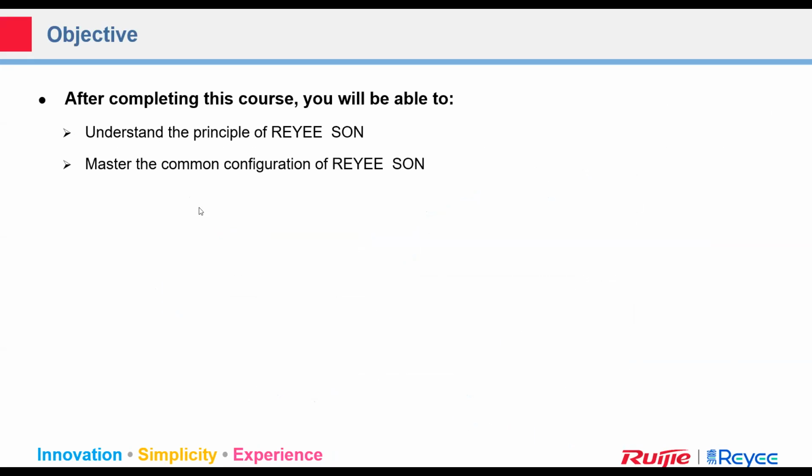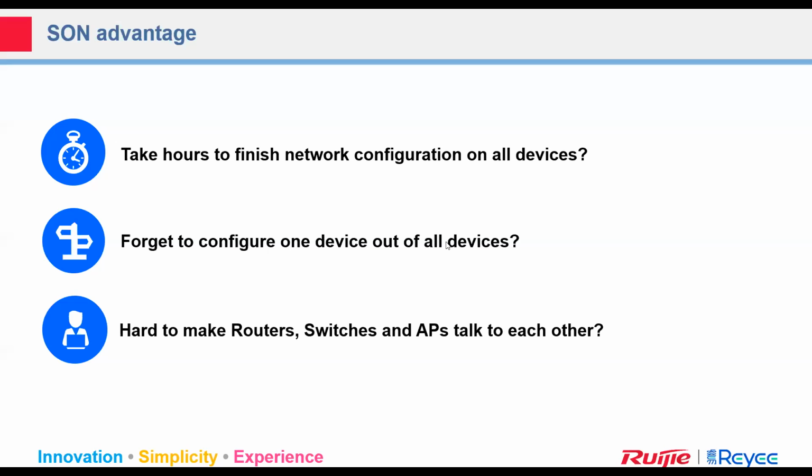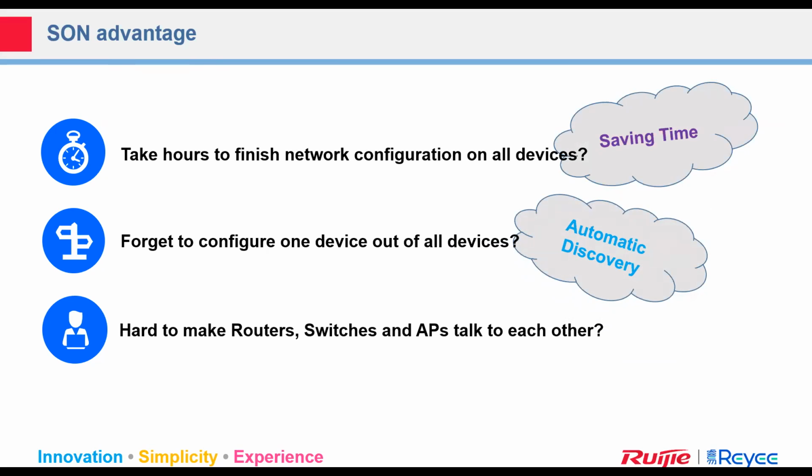So what is SON? Let me describe the advantage of SON. Usually it takes hours to finish a network setup. Sometimes you forget to configure one device out of all the devices. Sometimes it's difficult to make router, switches, and AP talk to each other. So with SON, you can save time, you can do auto discovery, and you can do configuration in minutes.